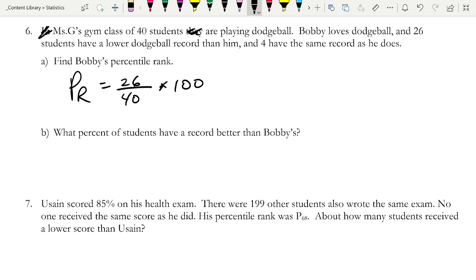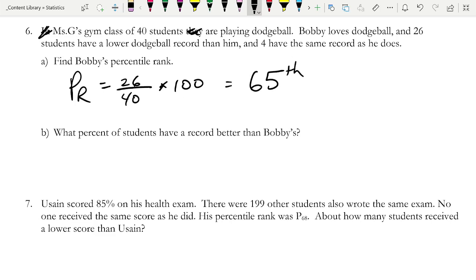And I've punched this button before, and what did I get? I don't remember. I got the 65th percentile. This is actually 65. Oh, yeah, because it's 13 out of 20. 13 out of 20 is 0.65. So it's the 65th percentile.